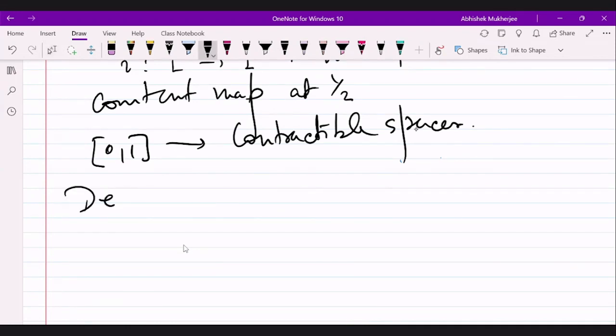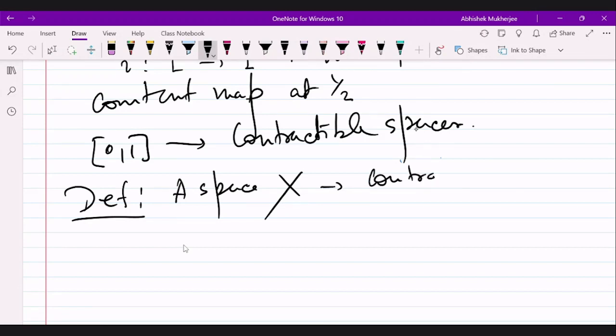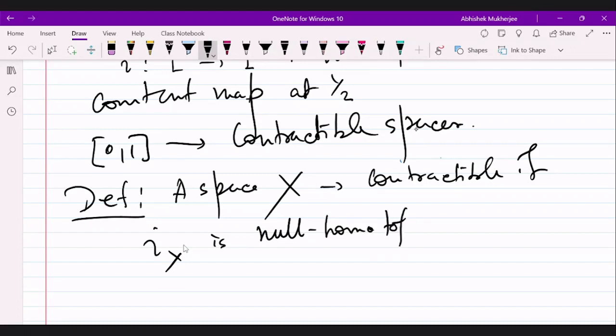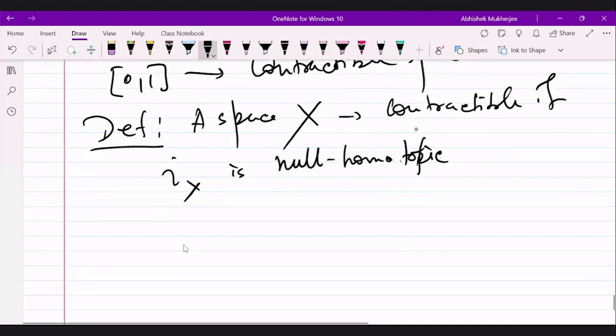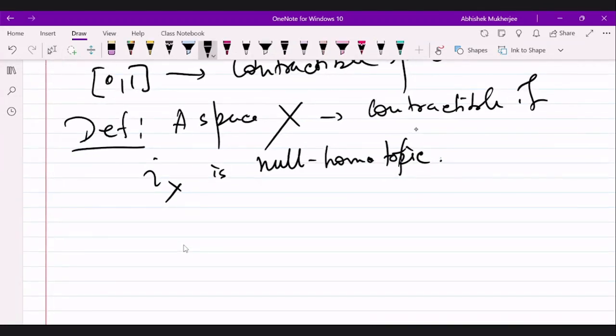Okay? So we can take up this definition here. So space X is defined to be contractible if Ix is null homotopic. So in future, we will come across some contractible spaces. Okay.